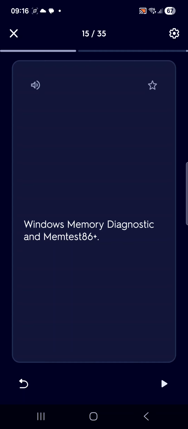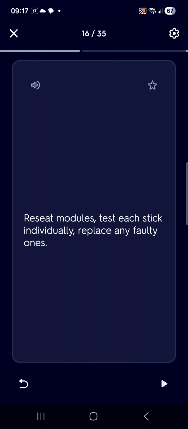What tools can you use to test RAM? You use the Windows Memory Diagnostic and MemTest86. What are the first steps of troubleshooting RAM? You reinsert the modules, you test each stick individually, and you replace any faulty one.